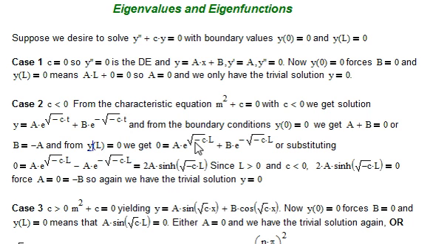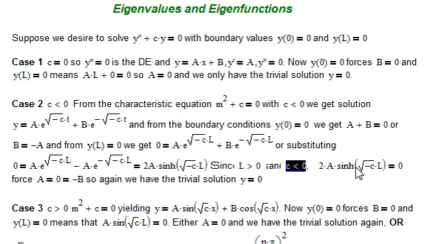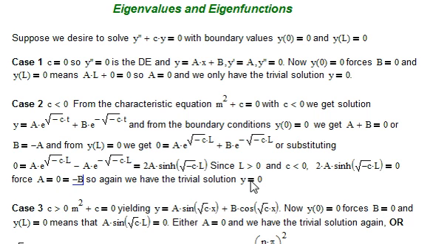And from y(l) = 0, we get 0 = a e^(√(-c) l) + b e^(-√(-c) l). And substituting what we know about b back into that, guess what? We get 2a times the sinh of √(-c) l. That's what this really is. And since l is positive and c is negative, 2a sinh(√(-c) l) = 0 forces a to be equal to 0, which is -b. So again, we got only the trivial solution y = 0.